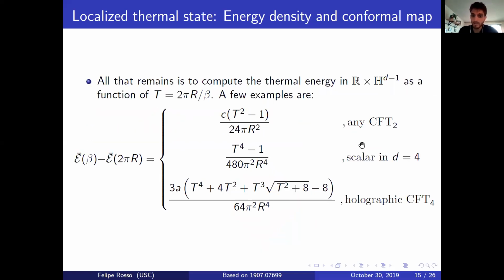The simplest case is when you consider a conformal field theory in 2 dimensions. In that case, you can do the calculation completely analytically, and this is the expression we have. C is the central charge, and T is this dimensionless temperature I have defined over here. As you can see, when T is equal to 0, the energy density is negative. When T is equal to 1, it vanishes. And as you go to larger values of T, it is positive. So we explicitly see the dependence of the energy as a function of the beta parameter.